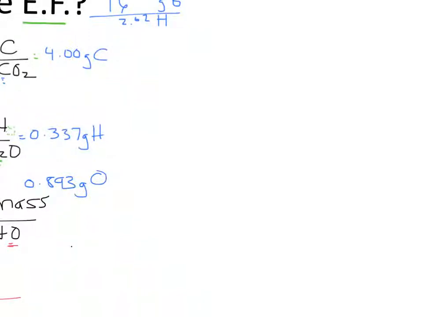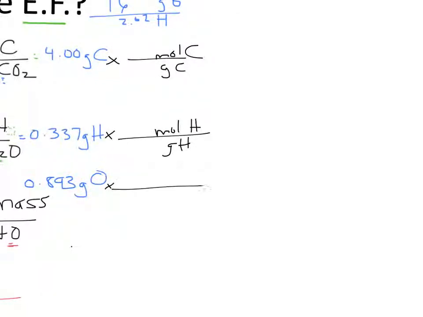Well, I've got grams. Well, every time you had grams in empirical formula, what was your next step? Hopefully you said, if you have grams, you've got to convert them to moles. Well, that's exactly right. So we've got to go from grams of carbon to moles of carbon. We've got to go from grams of hydrogen to moles of hydrogen. And then I've got to go from grams of oxygen to moles of oxygen. And this is exactly what we've done in the previous steps.